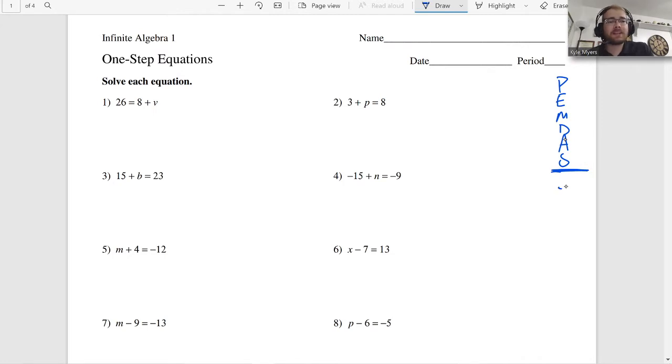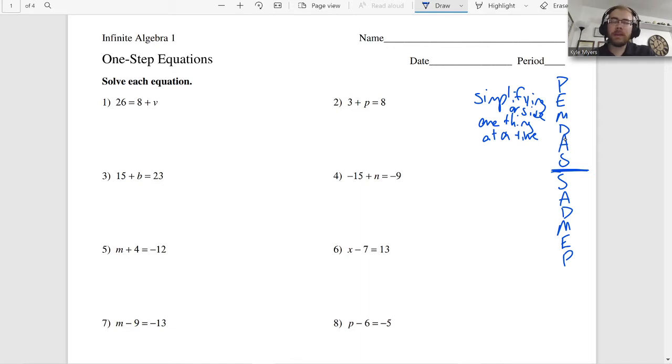But the opposite of PEMDAS is actually SADMEP, if you spell it backwards. I don't know if you knew that. The letters still stand for what they stand for, S for subtract, A for add, and so on, but in reverse order. PEMDAS is what you use when you're simplifying, meaning you're doing one thing at a time, or in the case of an equation, one side at a time. You're not affecting both sides of the equals, you're just cleaning things up, so to speak. So that's simplifying.